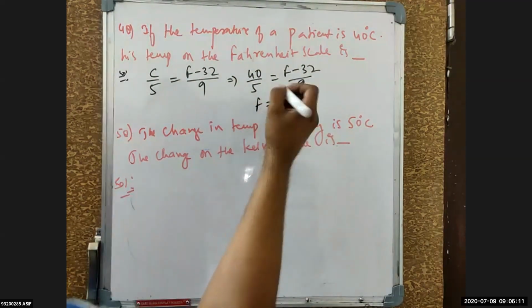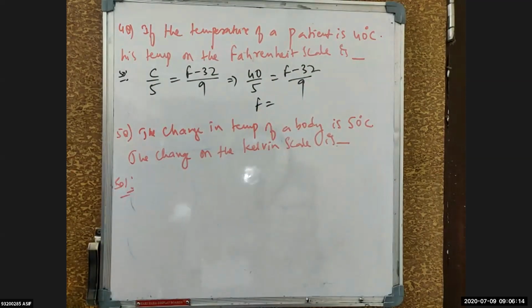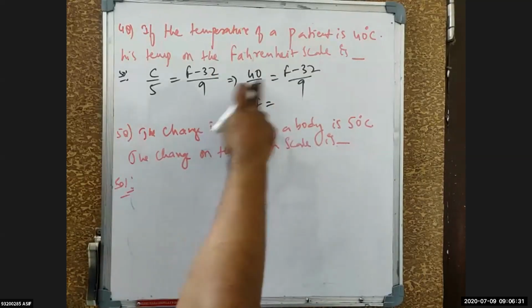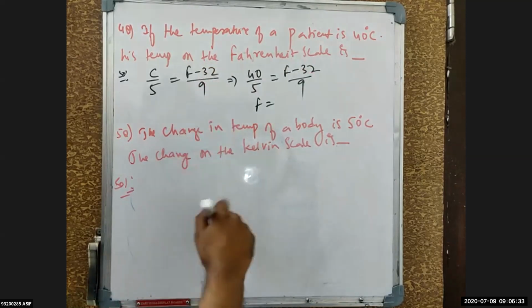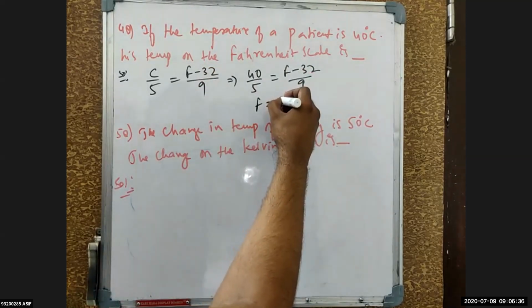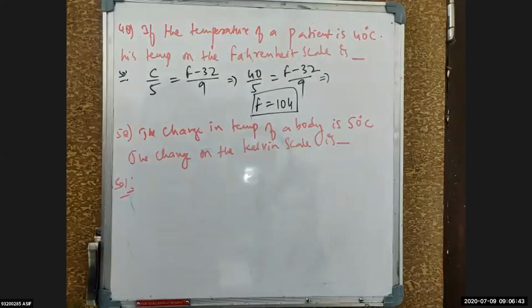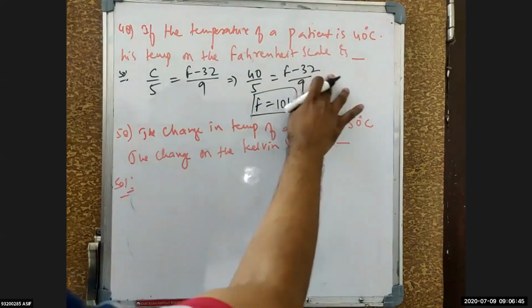F value is equals to... Got it, everyone? Yes, sir. What's under the key? 5 8s are, this is 8 9s are. This minus will come here, this will become plus. So F will become how much? 104, sir. 104. Clear for everyone? Yes, sir.